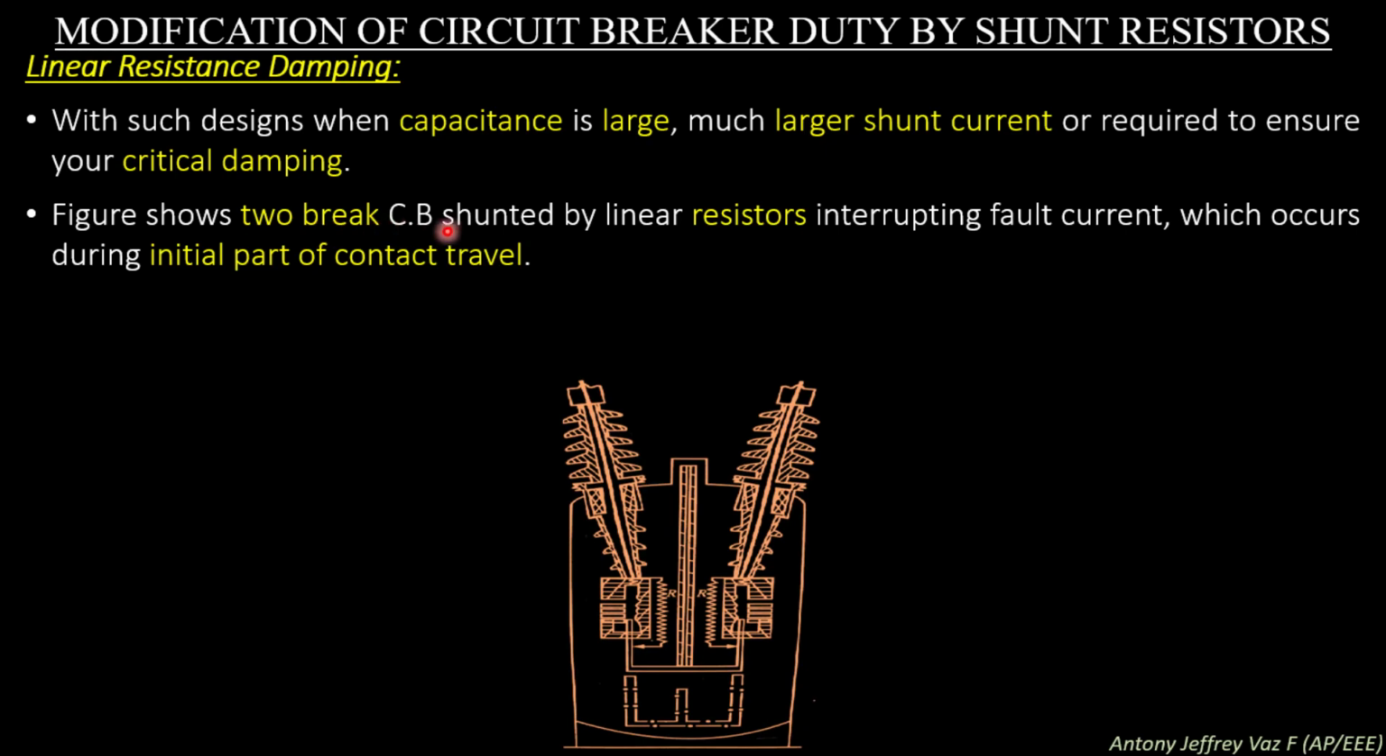The figure shows two-break circuit breakers shunted by linear resistance, interrupting fault current which occurs during the initial part of contact travel. So this is an oil circuit breaker. You can see we have a two-break oil circuit breaker, and here you can see the linear resistance connected across the fixed and moving contacts. This is the resistance used for one break, and this is the resistance used for the second break. This oil circuit breaker is also employed with the additional device seen earlier, the expansion pot. The expansion pot will help to interrupt the arc, and at the same time the connected resistance acts as resistance damping.